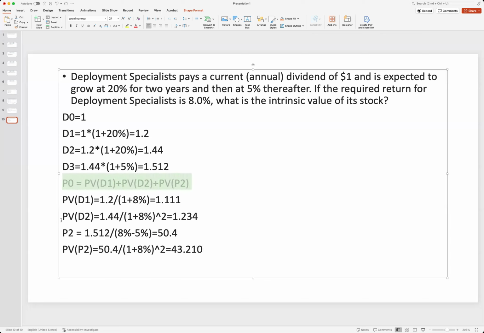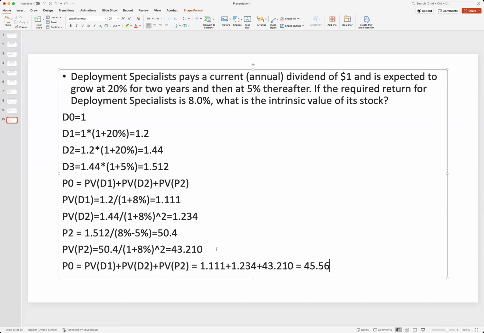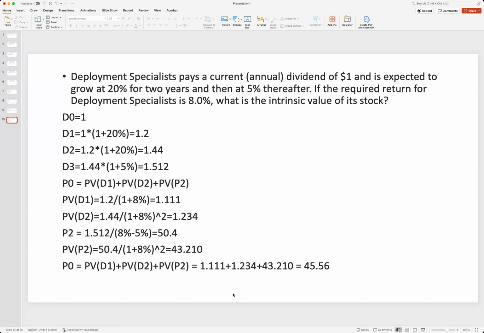Finally, you take this equation. The present value of the stock equals the present value of D1, D2, and P2. So that's 1.111 plus 1.234 plus 43.210. I get 45.56. So the intrinsic value of the stock today is 45.56.